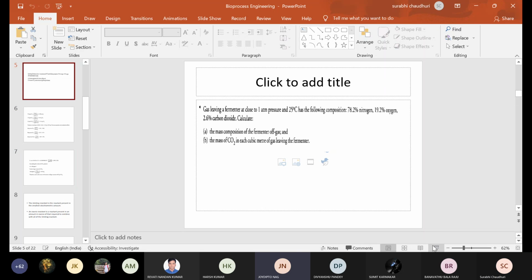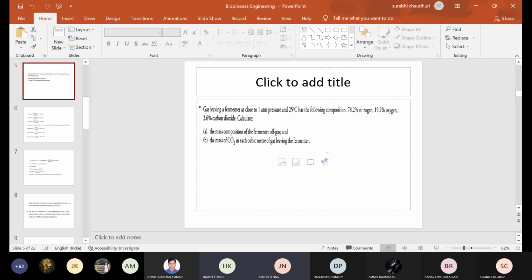Ma'am, sometimes your audio is not audible. Yes, ma'am, it suddenly goes off sometimes and then again it comes. Is it clear now? Yes, ma'am, but when you are talking, sometimes a part of your audio gets cut out. You are not muted, but I think it is the network. Okay, so let me repeat the entire thing once again. One minute.